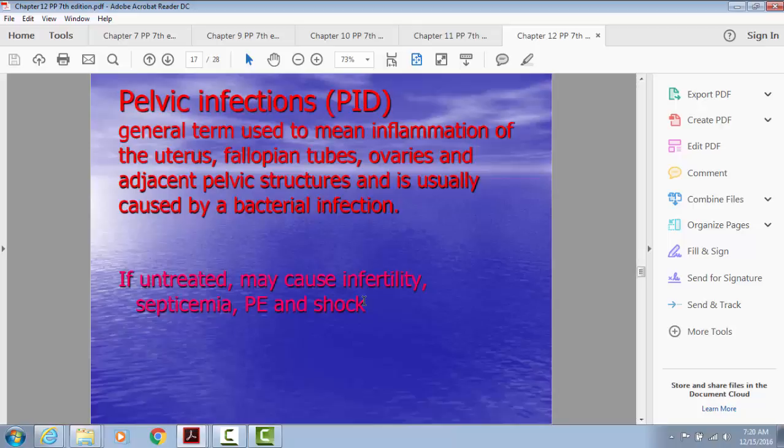Pelvic infections, or PID, is a general term to mean inflammation of basically all of the internal female parts, the uterus, fallopian tubes, ovaries, pelvic structures, caused by a bacterial infection. Some of these, if left untreated, can cause infertility. Septicemia, if you remember, is a systemic infection where the microorganisms have invaded the blood supply. It could cause PE, which is a pulmonary embolism, a blood clot to the lung, or shock.